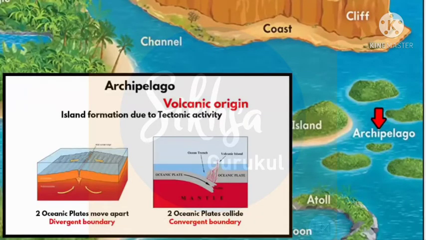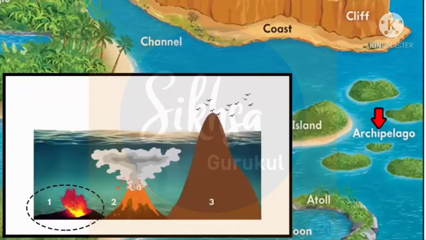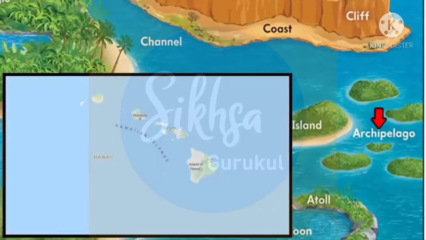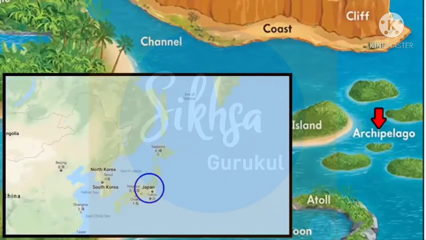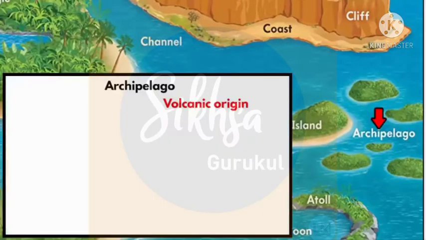That means the islands were formed by volcanoes erupting from the ocean floor. In the previous term, I have explained how underwater volcanoes are formed. These are basically sea mountains and they exist in groups. The Hawaiian Islands are a good example of a volcanic archipelago. Then the islands of Japan are a good example. There is another way archipelagos are formed.